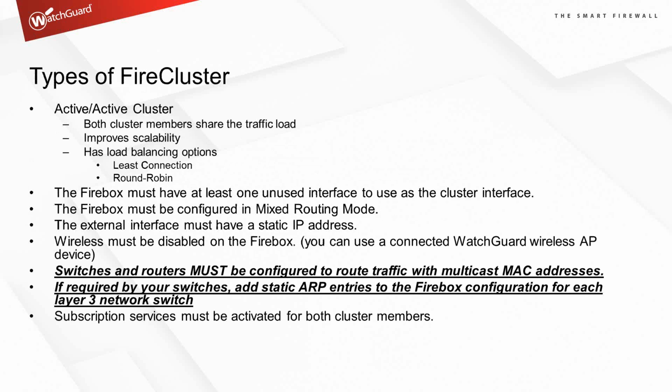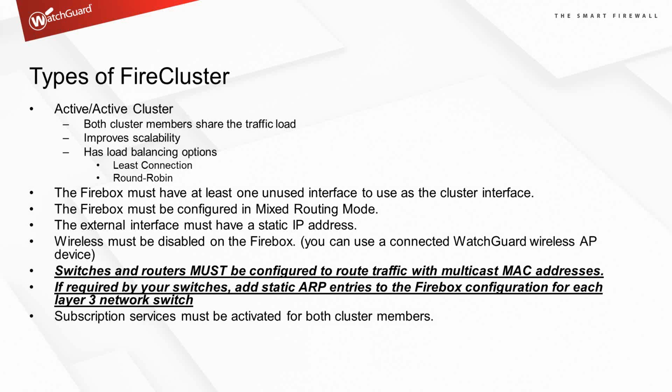To do clustering, there are two types of Fireclusters. The very first one is an active-active cluster. This means both of the cluster members are sharing the traffic load. Now, this does improve your scalability, so you've got the ability to get more throughput than you would out of a single box. You're not going to quite double your throughput, but there is some overhead for the cluster communication.